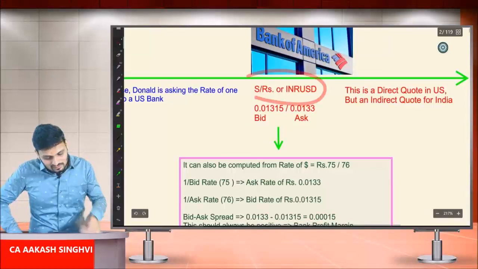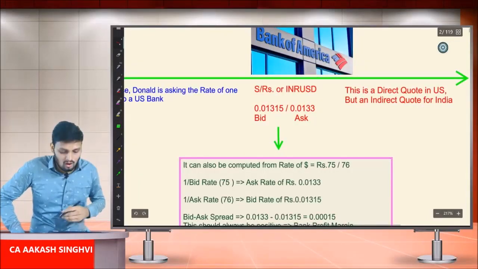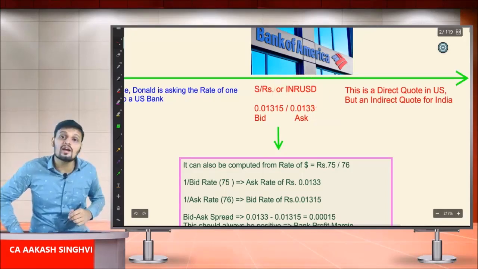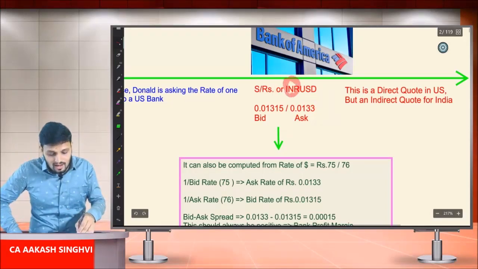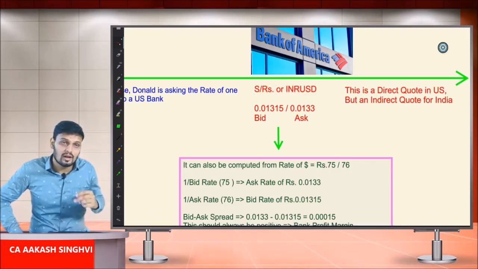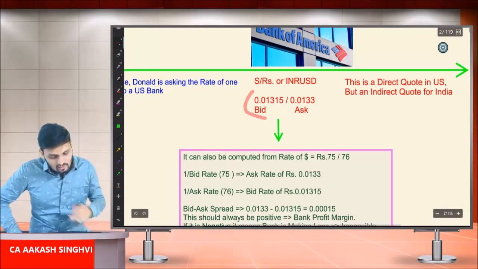So dollar per rupee or INR USD. I hope you are getting comfortable with the ISO code INR USD. So here it is the rate of INR, rate of rupees. Rate of rupees means rupee is the Coke. So for 1 Coke, how many dollars should I pay? They have given you bid rate is how much?